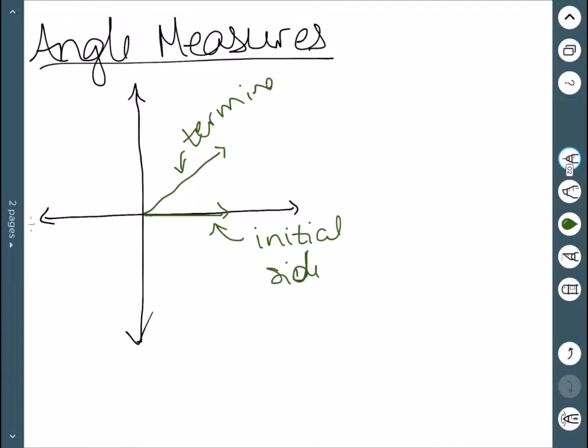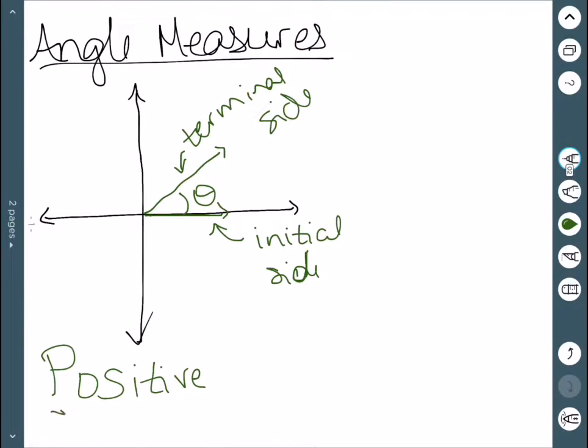And this is what it looks like for an angle to be in standard position. We'll call this angle theta. This angle that I drew here is actually a positive angle because it moves counterclockwise. If I start at the initial and then end at the terminal, we moved counterclockwise.